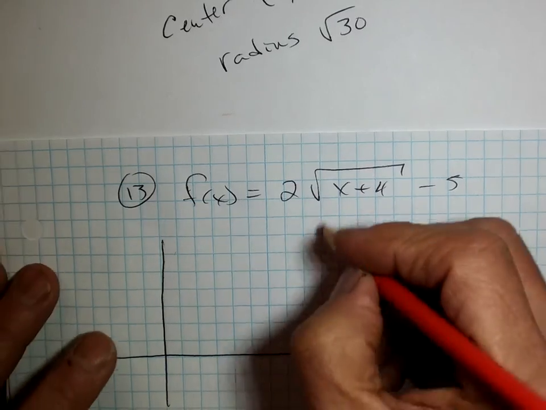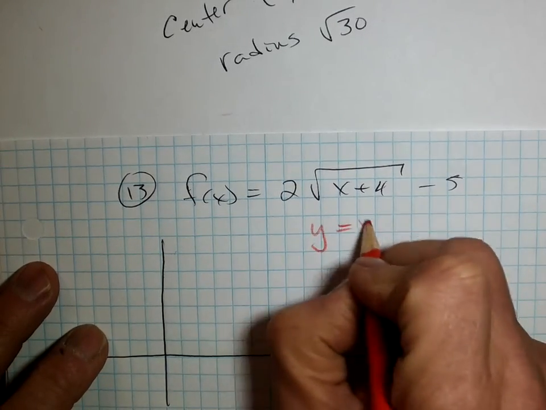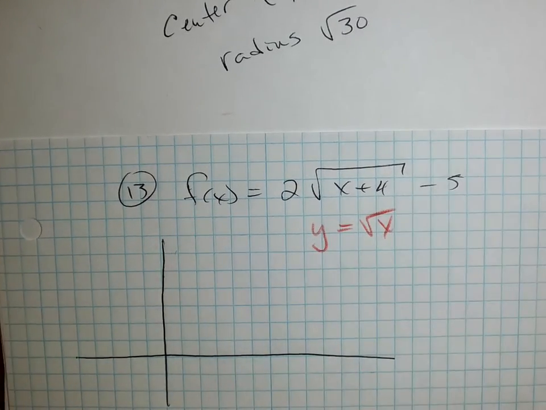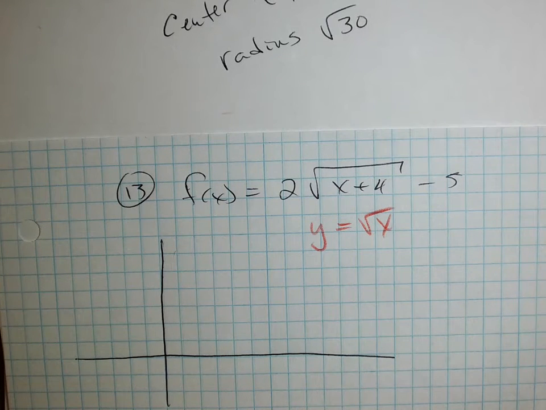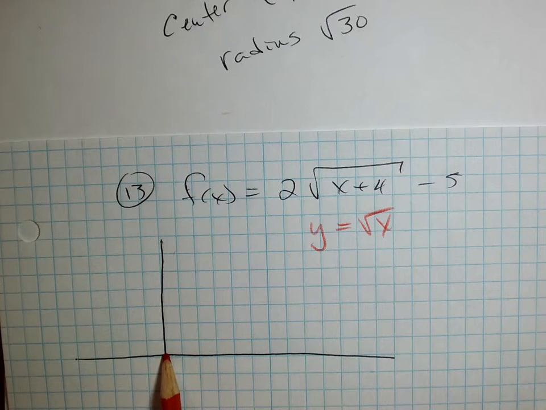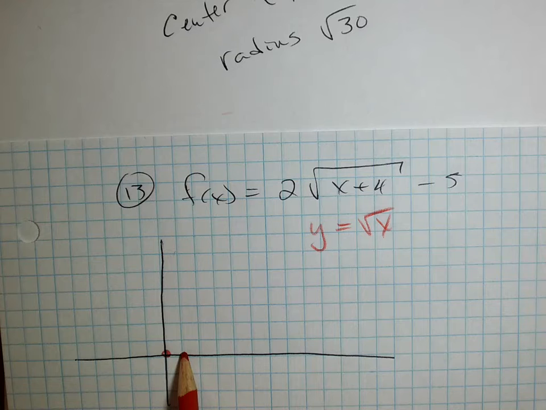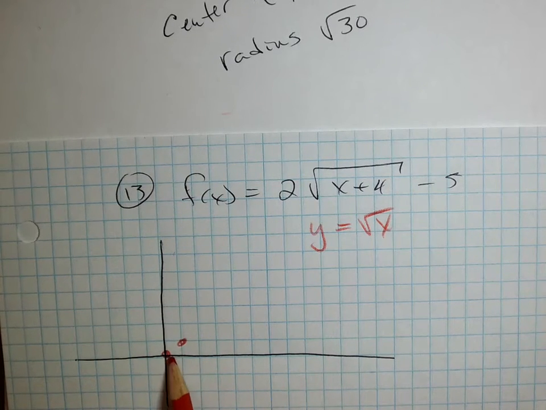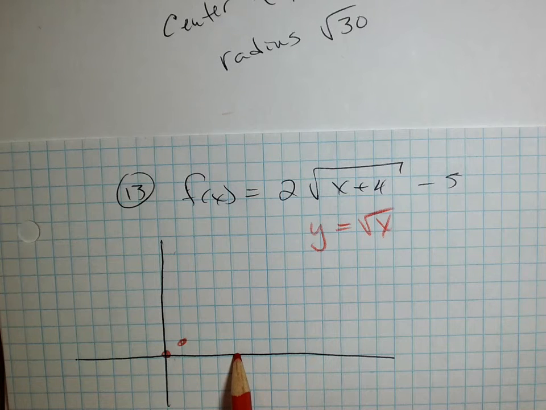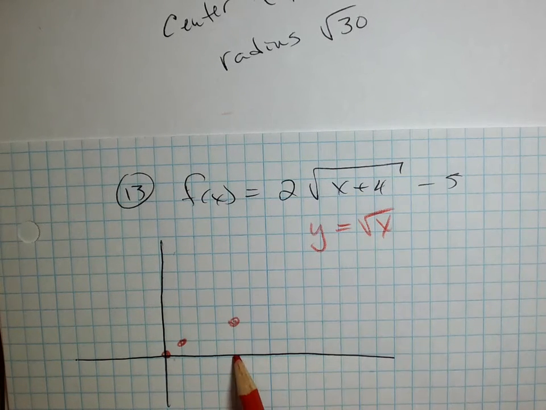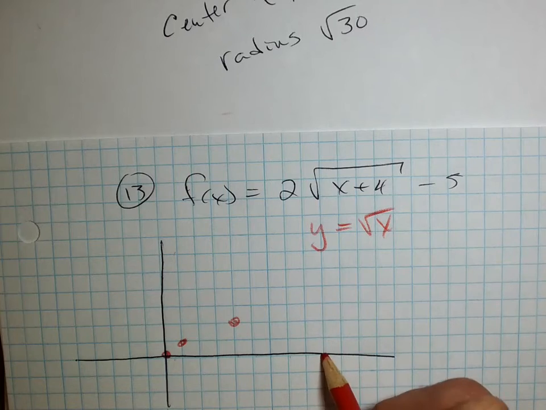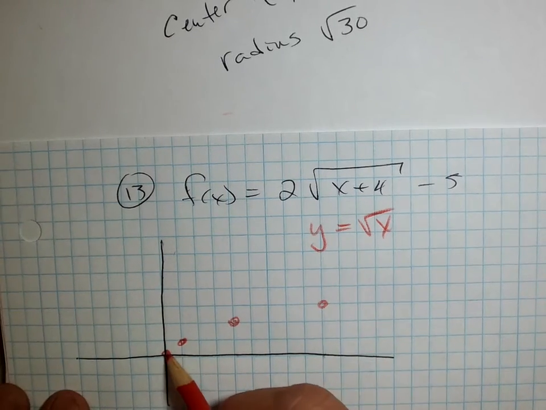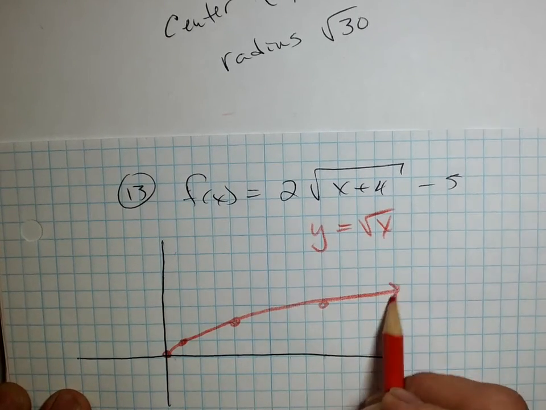I'm going to graph first the parent function. You ready? What's the square root of 0? 0. If I go over 1, what's the square root of 1? 1. I'm going to go over 1, 2, 3, 4 because the square root of 4 is 2. And then I'm going to go over 9: 4, 5, 6, 7, 8, 9. Square root of 9 is 3. And then I keep going. If I connect the dots, that's my parent function, right?